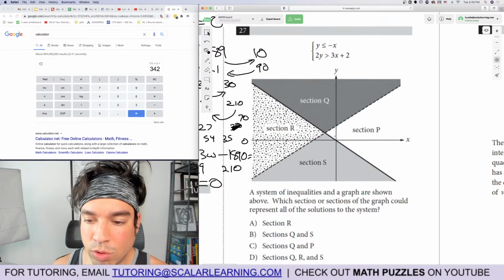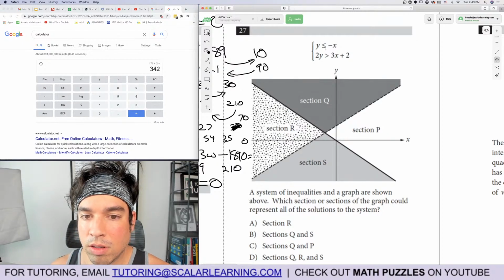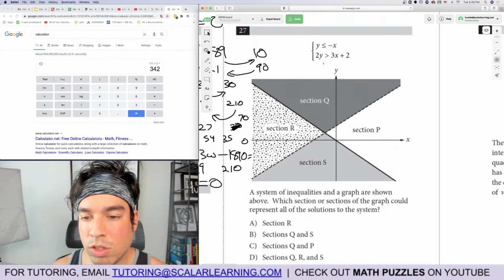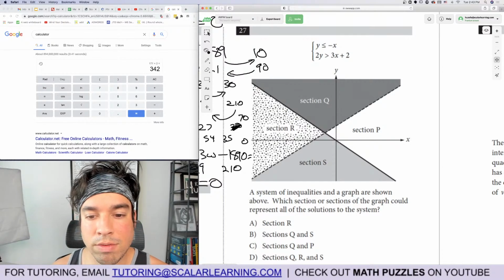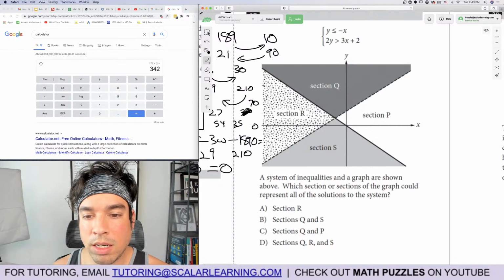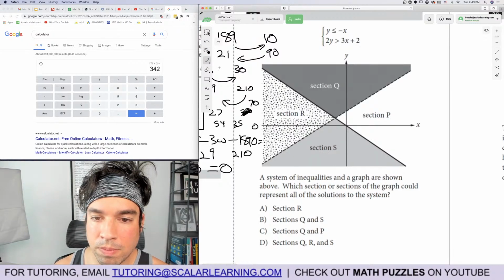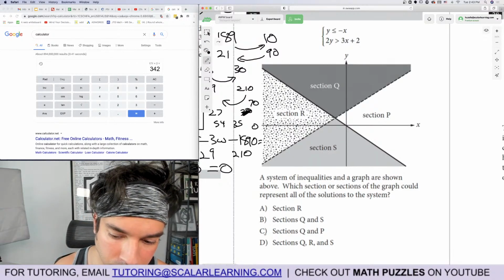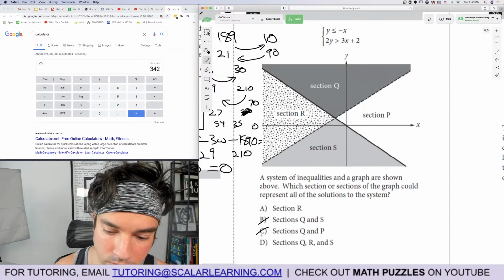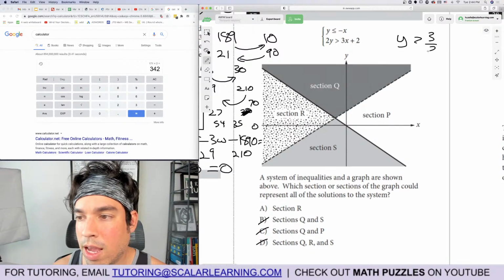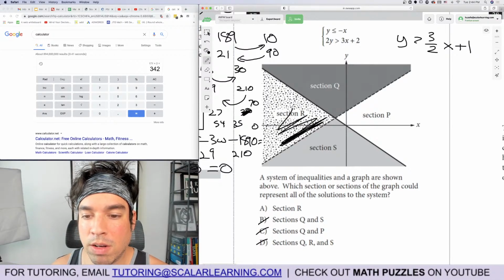So y is less than or equal to negative x. Which section of sections could represent all of the solutions to the system? So it's again where these overlap. So first of all, y is less than or equal to negative x is, oh shoot. Here's negative x, right? It's all this stuff. So it can't be Q or P. And then this is y is greater than 3 halves x plus 1, which must be this one. And then greater than that is above. So it's above. Yeah, it's section R.